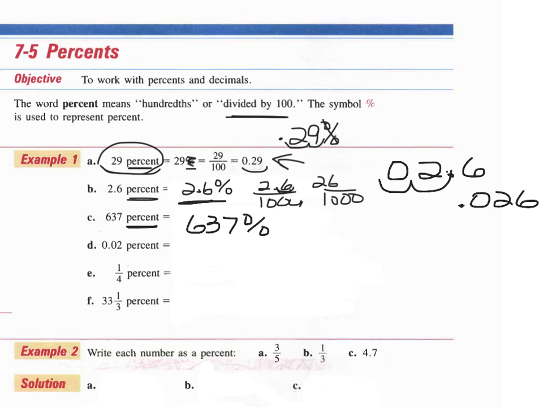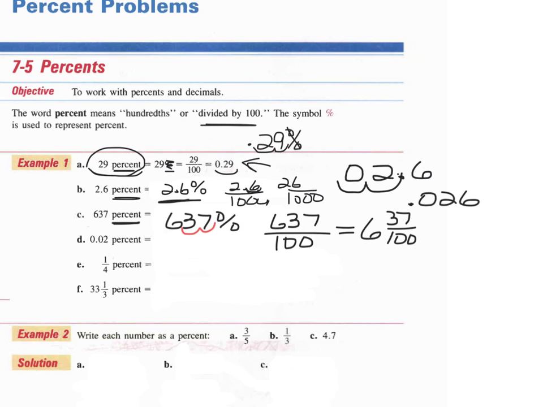And again, you can have an improper fraction. Remember, a percent is always out of 100. And you can leave it like that. Now you could also turn it into a mixed number, and this would be 6 and 37 over 100. Again, if you wanted to make it a decimal, you're going to move it 2 times to the left, and this would be, as a decimal, 6.37.